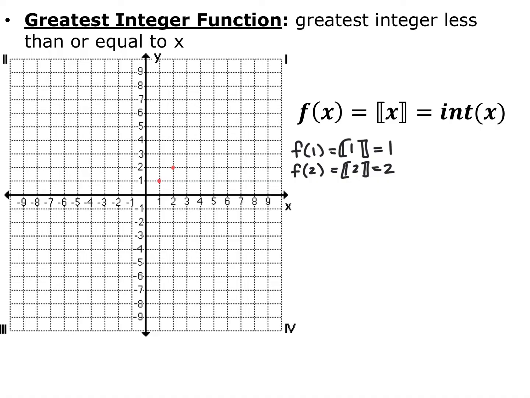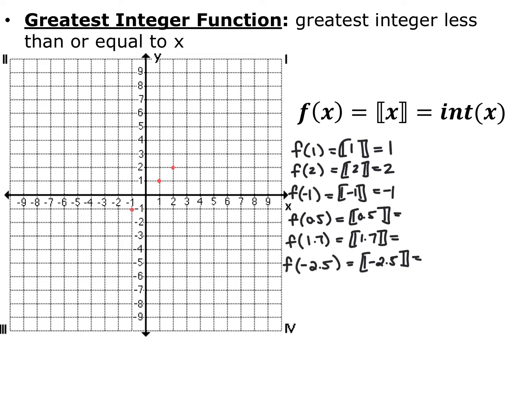So for example, if you input an integer, your output is going to be that exact same integer, whether it's positive, negative, or 0. However, if you input a number that is not an integer, the output will be the largest integer that's already been achieved. So for f of 0.5, or the greatest integer of 0.5, the greatest integer that's been achieved is 0. So at 0.5, the output is 0. At 1.7, the greatest integer that's been achieved is 1, so the output is 1.